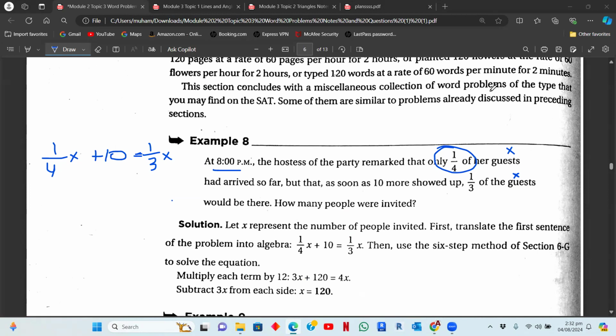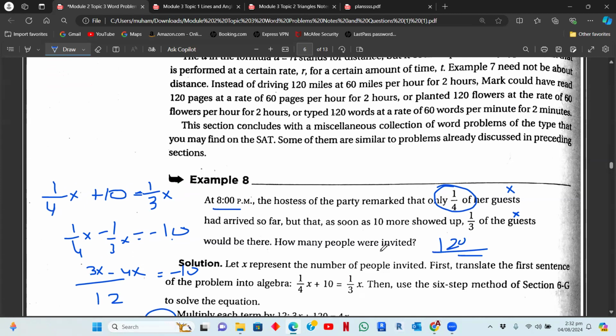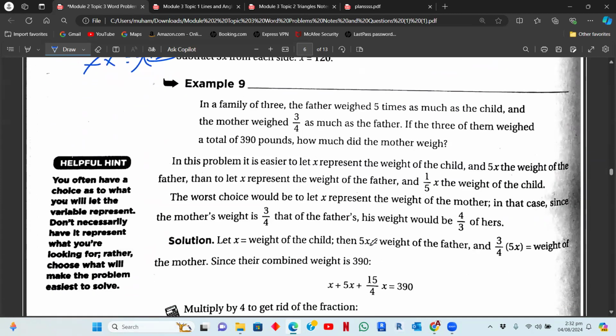All right. Let's solve this equation then. X तो यहीं से मिल जाएगा हमें. Equation तो बन गई हमारे पास simply. कैसे करेंगे? Let's bring all this together. 1/4x minus 1/3x equals negative 10. 12 हो गया. LCM ले लेते हैं. 3x minus 4x equals minus 10. 3x minus 4x is minus x equals minus 120, so x equals 120. So 120 people were invited at the party. Got it, guys? Should we move forward?